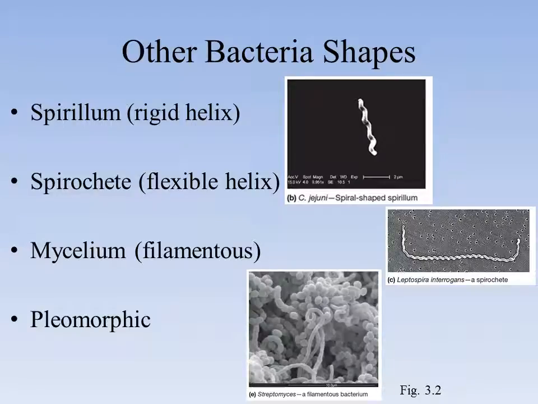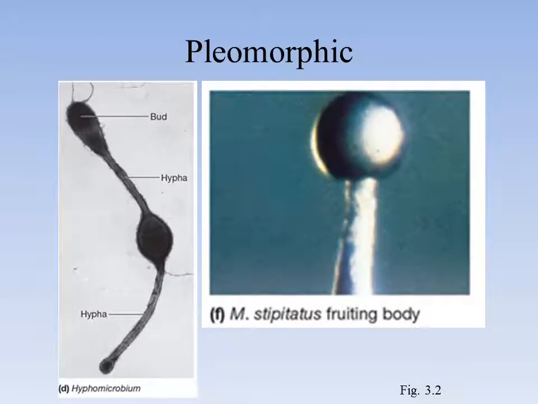And then we have what are known as pleomorphic organisms. So these are organisms that don't really have a particular shape, or they have multiple shapes, something that's not easily described. So here's two examples of that. This Hyphomicrobium here, you can see how it actually has this kind of hyphae, which we generally only see on fungus, but this is a bacterium. And we have this bud, kind of hyphal shape, so there's not one individual shape here. And then on the right we have M. stipitatus, which is a fruiting body that's found on a particular type of bacterium.